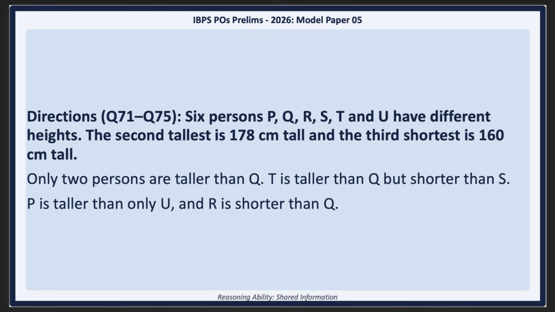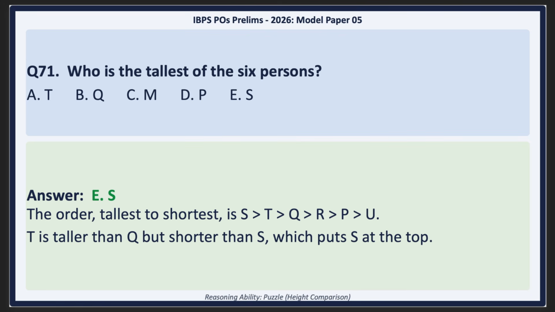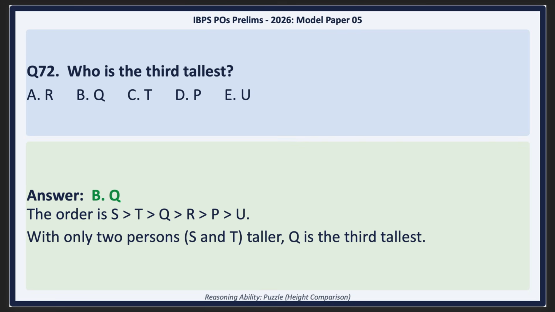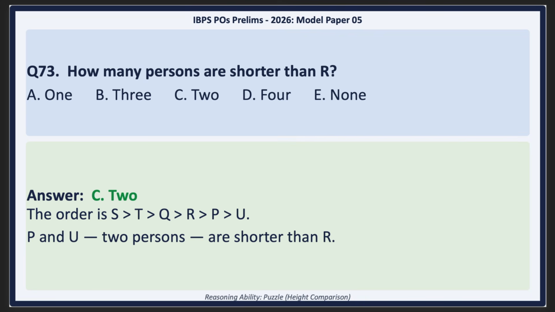This is purely about establishing numerical ranges. Don't waste precious seconds on heavy math. T is second tallest, so T's placeholder is 178. R is third shortest, which we know is fourth from the top. So R's placeholder is 160. That's all the math you need. Good to know. So when question 71 asks who the tallest is, we already know it's S. And for question 72, the third tallest is Q. For question 73, they ask how many persons are shorter than R. Looking at our lineup, S, T, Q, R, P, U, only P and U are behind R, so the answer is 2.